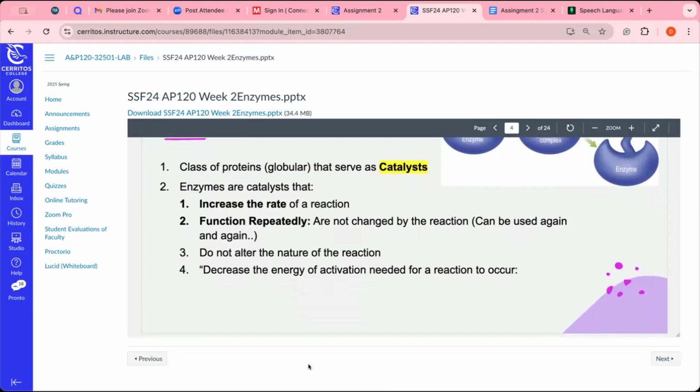They do not alter the nature of the reaction, and they decrease the energy of activation needed for a reaction to occur, which is just what I was showing you earlier about the blue wave versus the purple one. When you have an enzyme, your activation energy is a lot lower.